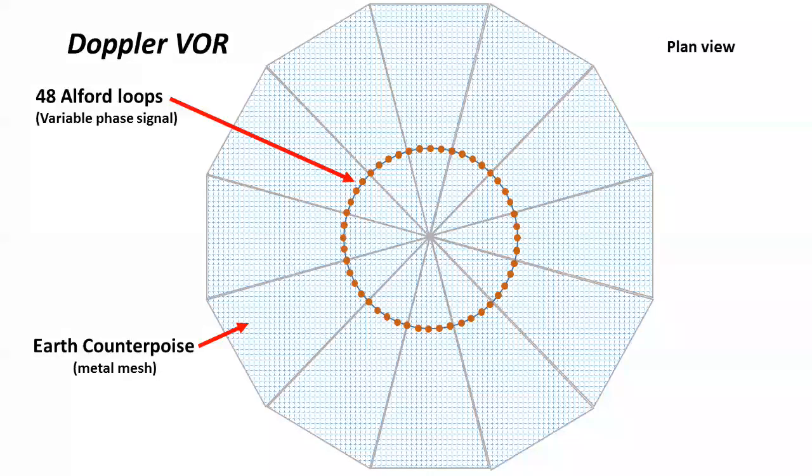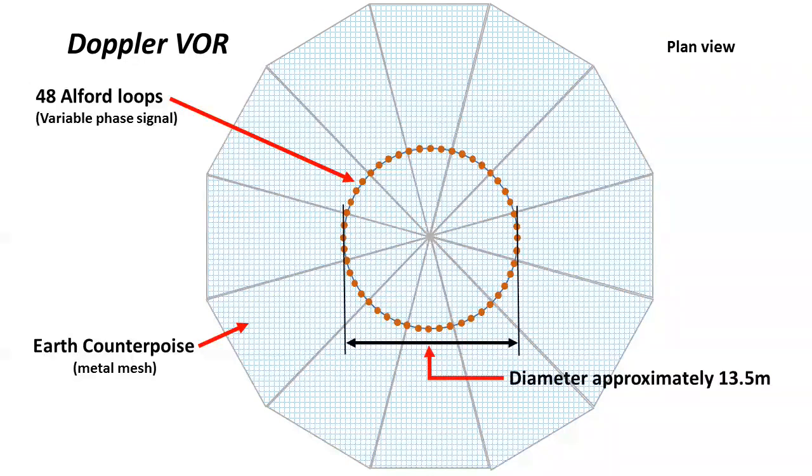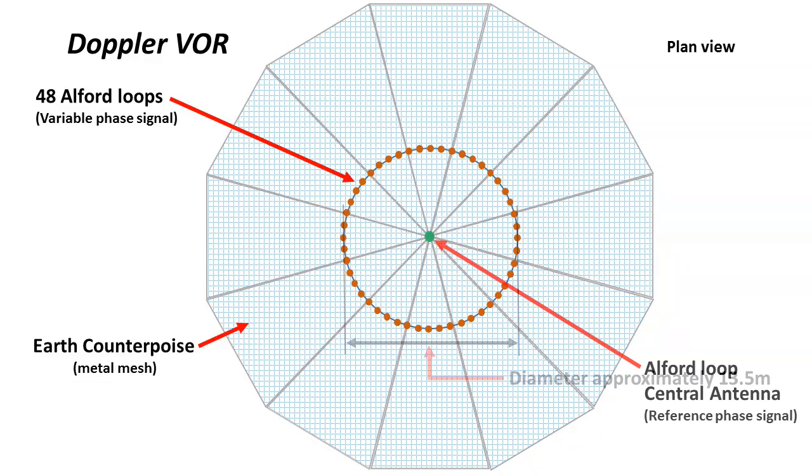The 48 or so Alford loop antennas generating the variable signal are arranged in a circle with a diameter about 13.5 meters in the center of the counterpoise. This diameter is critical to producing an FM signal with the correct deviation of plus or minus 480 Hz. In the center of the ring of antennas is a single Alford loop which radiates the omnidirectional north reference signal plus the ident tone and any speech signals using AM.